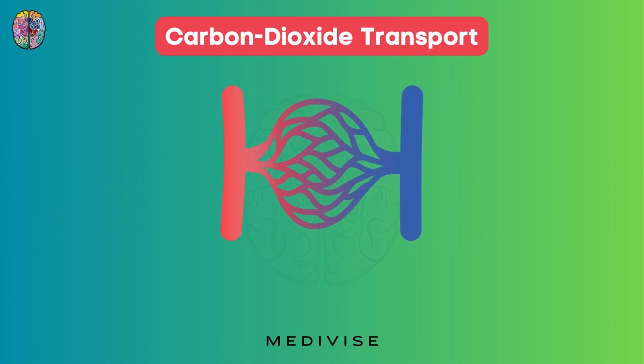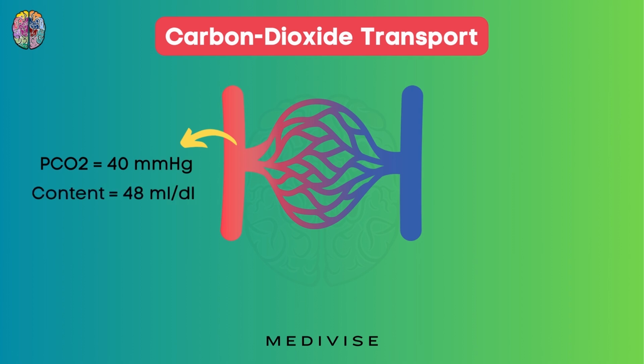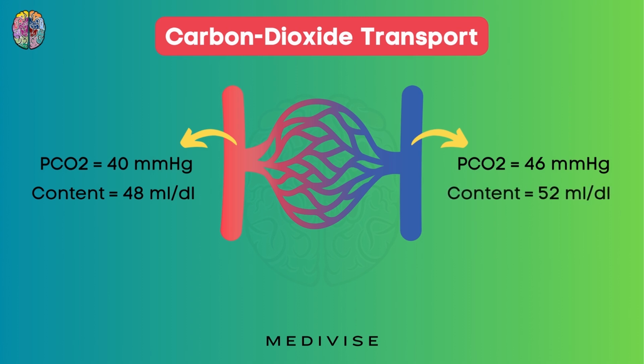Now let's see the carbon dioxide content and the partial pressure in the arterial and venous blood. In the arterial blood, the partial pressure of carbon dioxide is 40 mmHg and the content is 48 ml per deciliter. Now on the venous side, obviously both the figures will be increased. The partial pressure of carbon dioxide there is 46 mmHg while the content is 52 ml per deciliter.